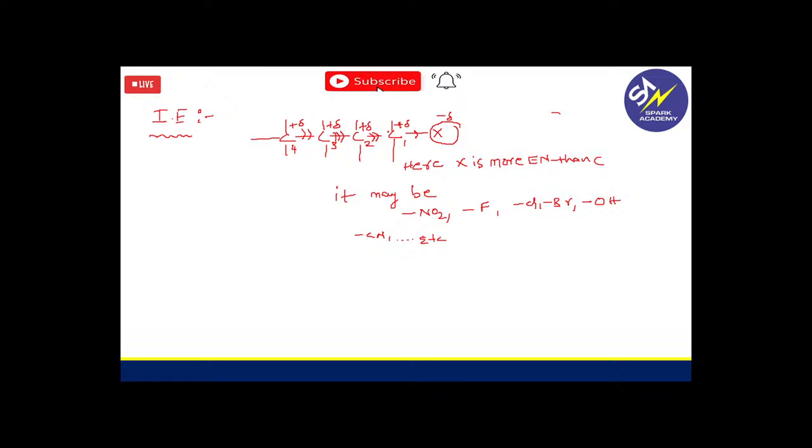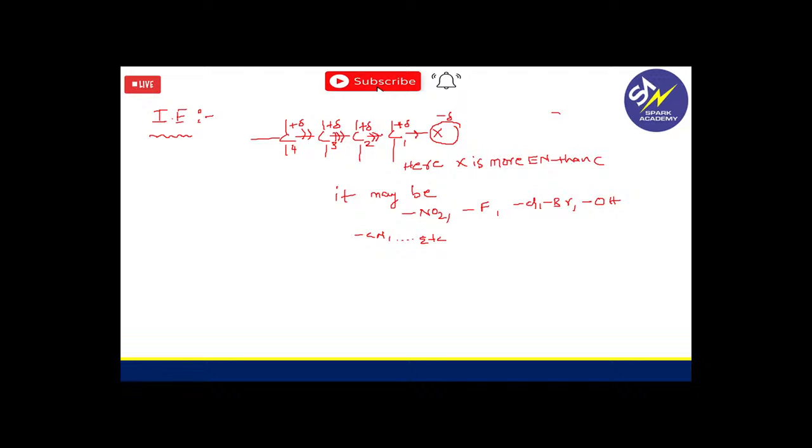Due to this reason, the electronegativity of C1 carbon atom increases. Then what will happen? Again C1 carbon atom attracts bond pair of electrons towards itself and forms a positive charge on carbon atom number 2. In the same way, C2 forms the positive charge on C3, C3 forms the positive charge on C4.